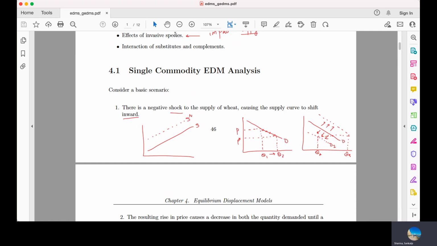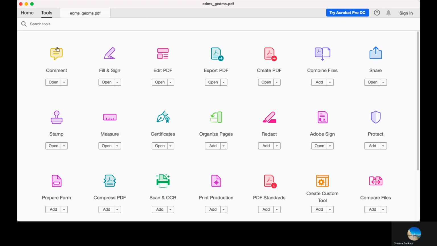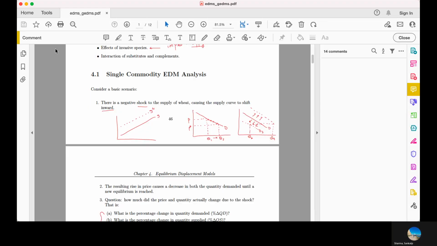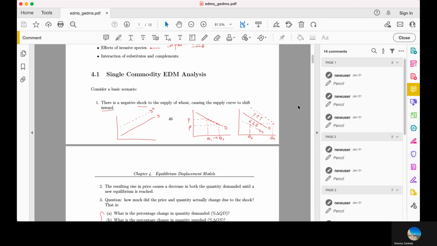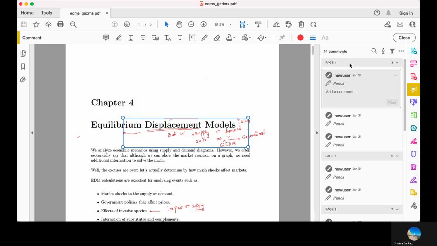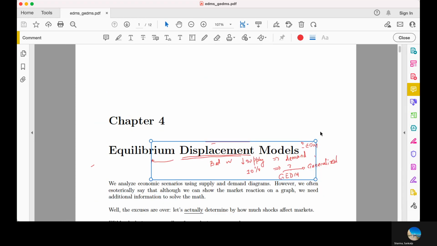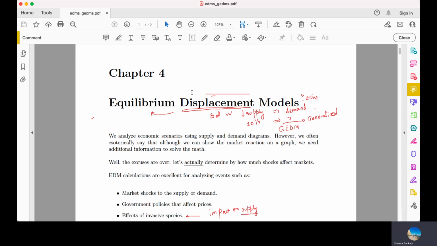That's essentially, let me just go to my tools here. Yeah, I guess I didn't have to do that. Was that the one that I was using? Okay, perfect.